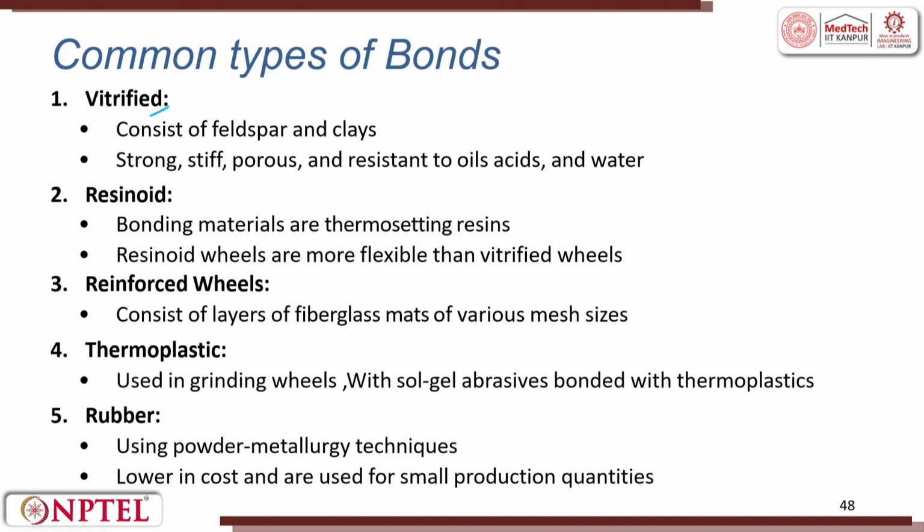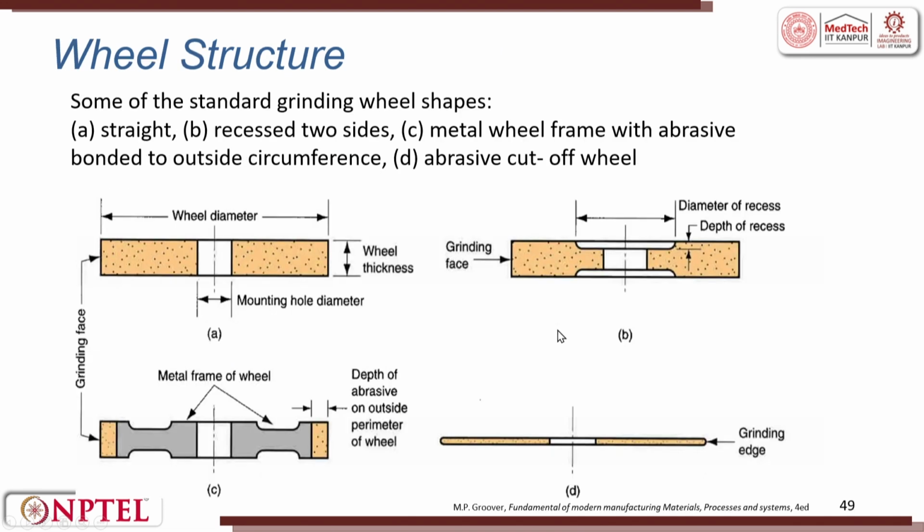So, bonds: vitrified bond, resinoid bond, reinforced wheel bond, thermoplastic, rubber, all are used. Vitrified bond consists of feldspar and clay. Resinoid bond is bond material with thermoset resin. You also have rubber, because these cutters are soft and can have a little bit of flexibility. Thermoplastic is also used as a binder, sol gel abrasive bonding with thermoplastic is also used. For reinforcement, layers of glass fiber mat of various mesh sizes are used. So, all these things play an important role in holding the workpiece.